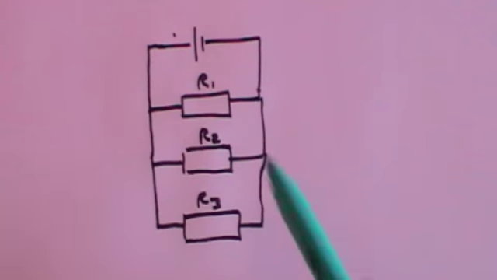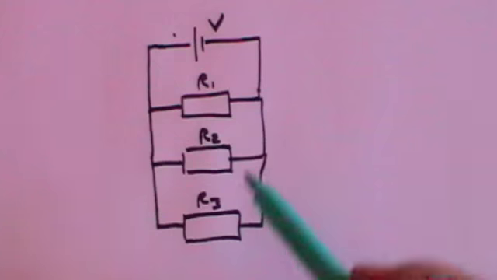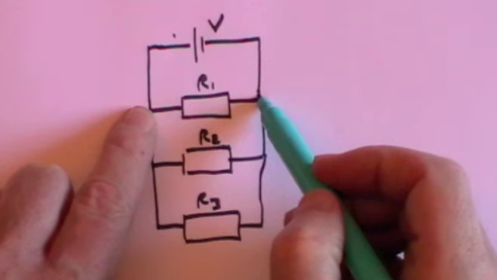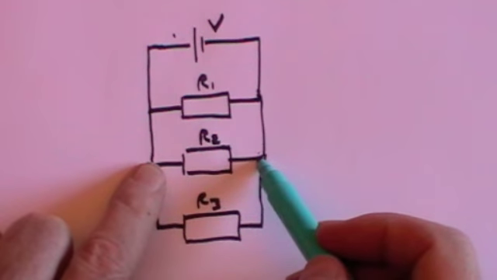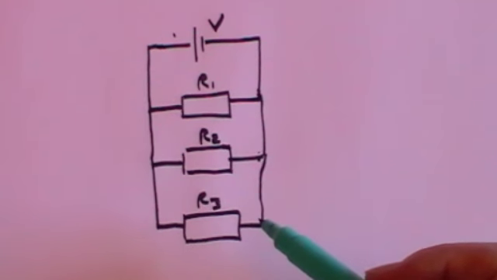And you'll notice that the voltage, which is the voltage of the battery, is wholly applied across each one of them. If you look, the line comes down, the voltage across that one is V. The voltage across that one is V. The voltage across that one is V. The whole voltage is across all the components.